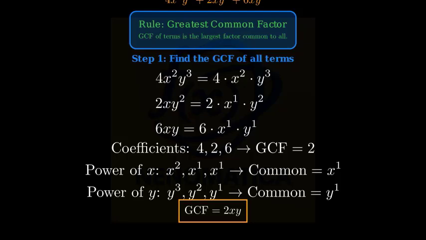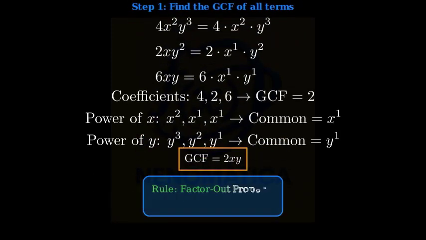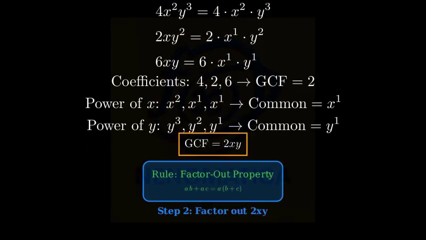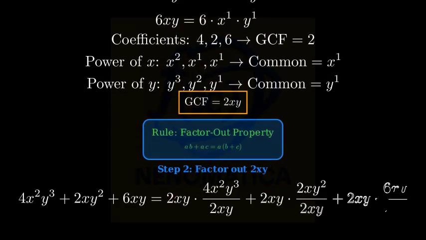Now that we've identified the greatest common factor as 2xy, we can factor it out using the distributive property. Remember, the distributive property says that a times b plus a times c equals a times the quantity b plus c. So we'll rewrite each term by dividing it by the GCF, and then multiply the entire expression by the GCF. Let's simplify each part.